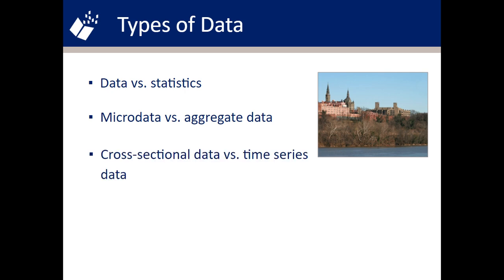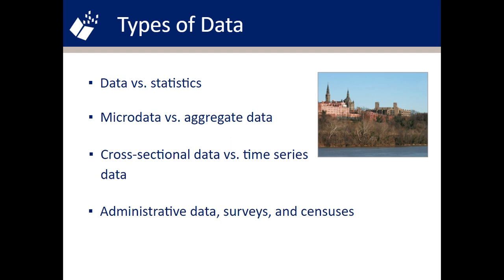Cross-sectional data versus time series data. Cross-sectional data is data gathered at a single point in time. That time could be a single day or could span days or weeks. Time series data is data collected at fairly regular intervals over an extended period of time. Time series data can be very valuable to researchers, but is more expensive and time-consuming to collect.